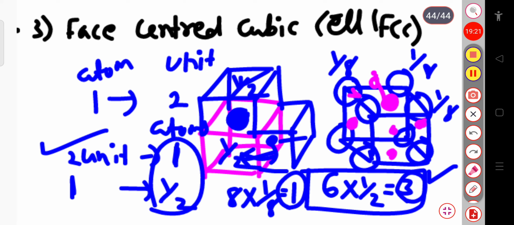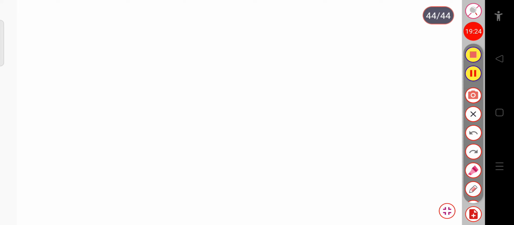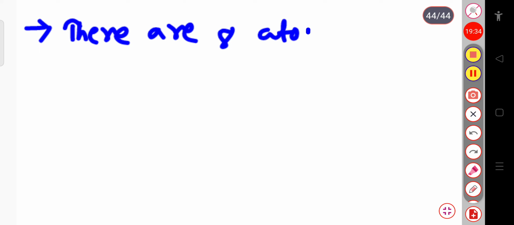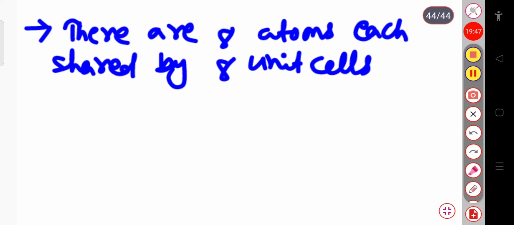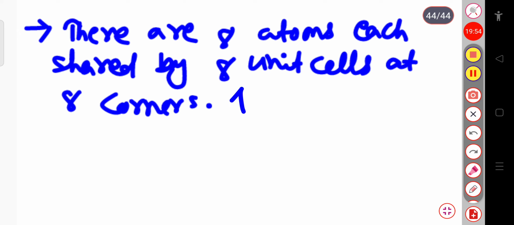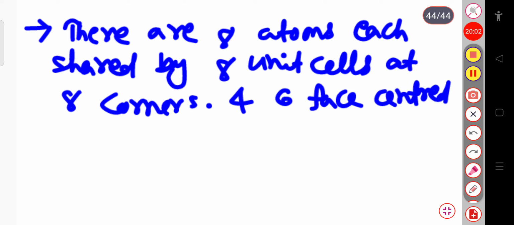So let me write it. In case of the face centered cubic FCC structure, there are 8 atoms, each shared by 8 unit cells, at 8 corners, the corner atoms, and 6 face centered atoms, each of which is shared by 2 cells.